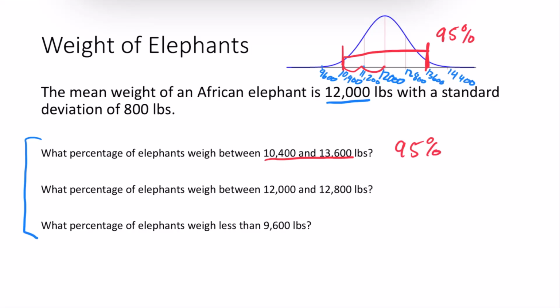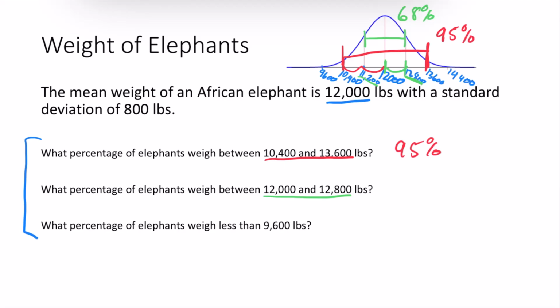Then for the next question, I'm asked what percentage of elephants weigh between these two numbers. So this one is a little bit different because this one is asking me how many elephants, or what percentage of elephants, weigh between these two numbers. And so notice that this number, the 12,800, is 1 standard deviation away from the mean, but the 12,000 is the mean itself. So I'm going to use the empirical rule, which says that the percentage of data points between 11,200 and 12,800 is 68%.